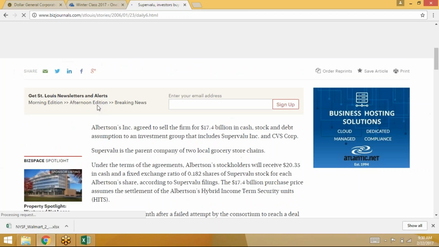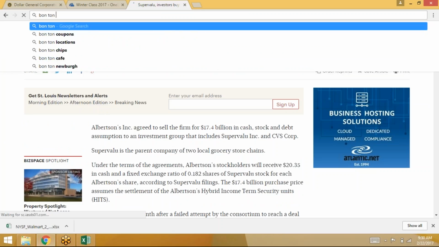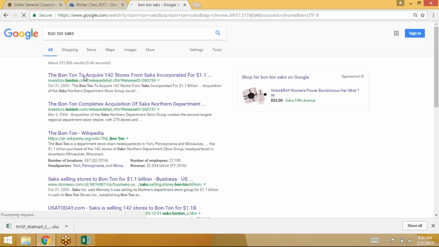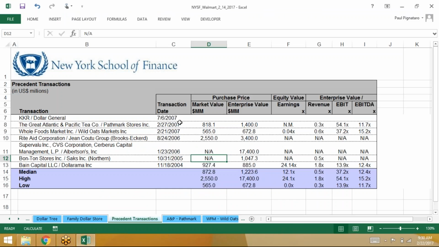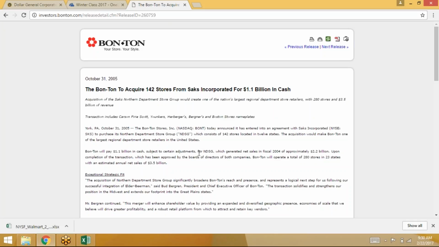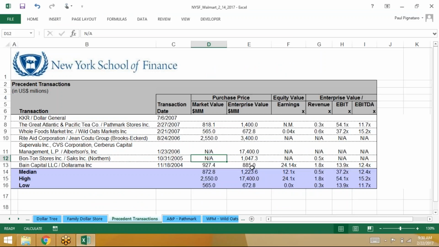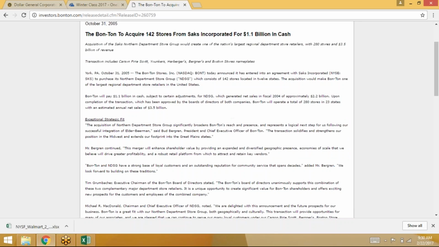Here's another one: Bon-Ton Stores and Saks. I never heard of that. Let's see if that comes up. Bon-Ton to acquire 142 stores from Saks for $1.1 billion. Is that right, 1.1 billion? Let me just see. Yeah, 1.0473. Okay, 1.1 billion in cash. I'm guessing I had to dig deeper because I didn't put 1.1. I got very detailed here, 1.047. So I must have had to pull it up. But let's see if there's any clues here.